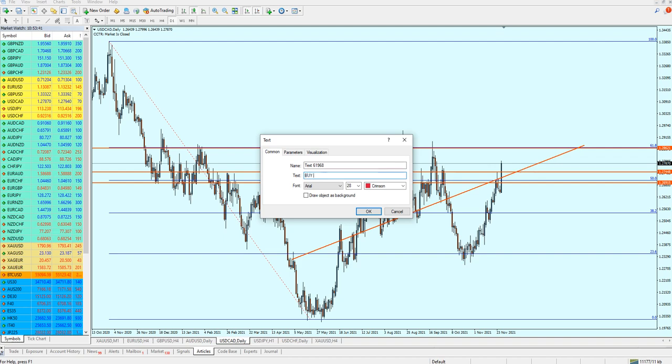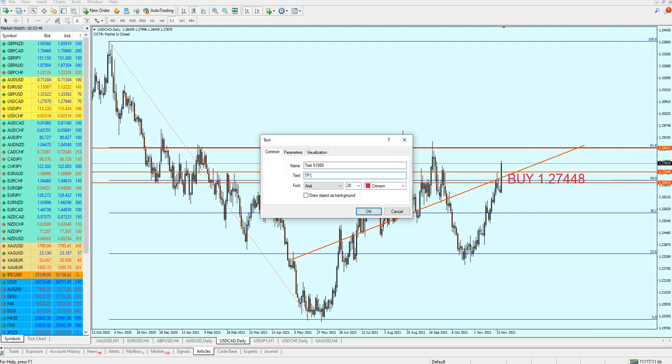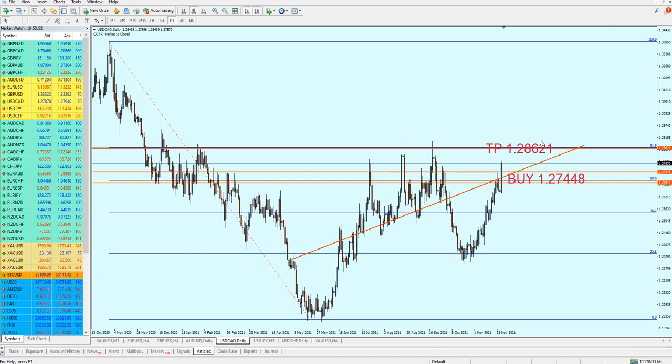Buy USD CAD at 1.27448, and then take profit level 1.28621, and the safe zone like that. Okay, nice.